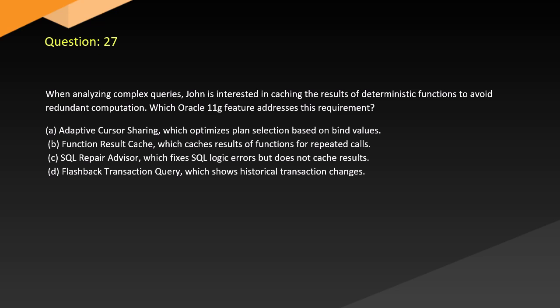Question 27. When analyzing complex queries, John is interested in caching the results of deterministic functions to avoid redundant computation. Which Oracle 11g feature addresses this requirement? A. Adaptive cursor sharing, which optimizes plan selection based on bind values. B. Function result cache, which caches results of functions for repeated calls.